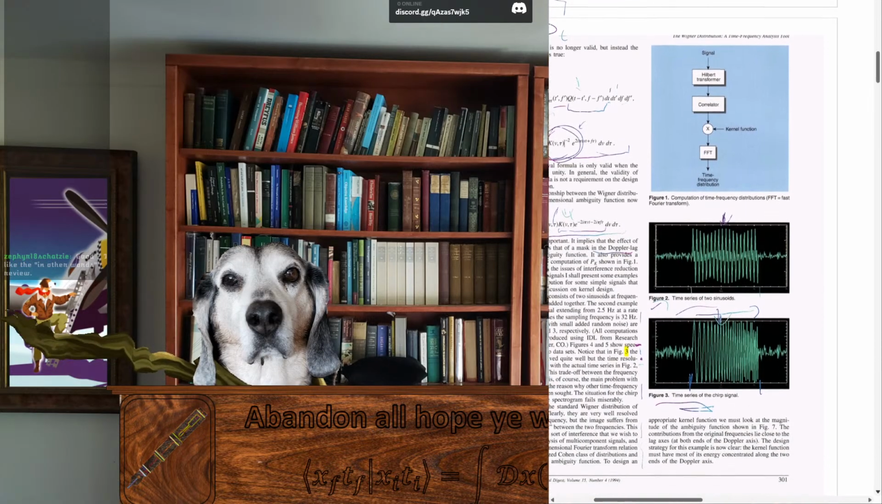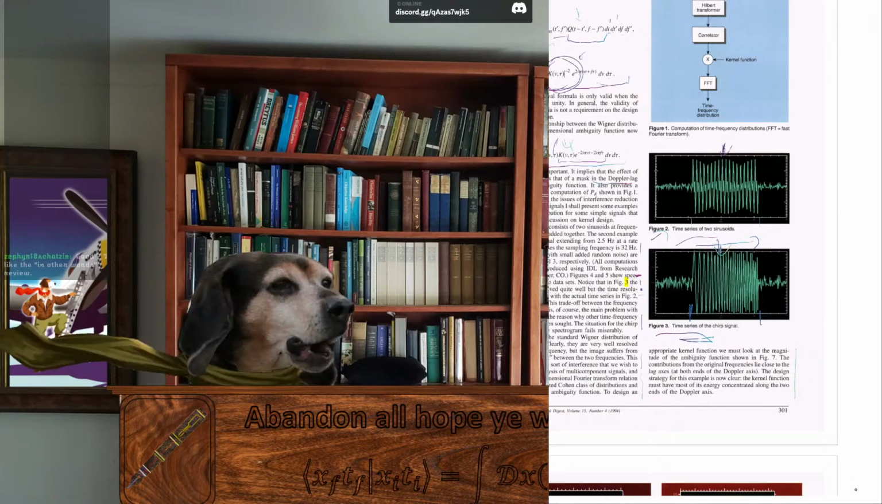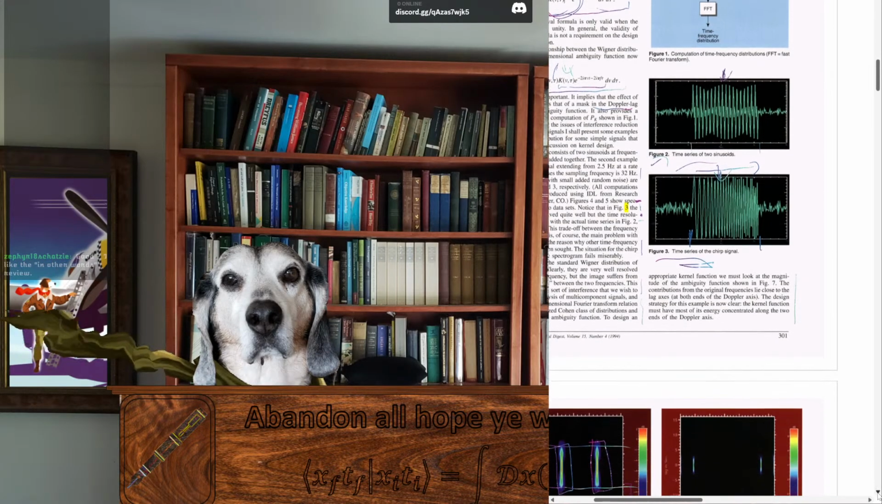Ooh, foreshadowing. Okay. We must look at the magnitude of the ambiguity function in figure 7. The contributions to the original frequency lie close to the lag axis, both ends of the Doppler axis. Its design strategy for most examples is not clear. The kernel function must have most of its energy distributed along the two ends of the Doppler axis. So what was it saying?